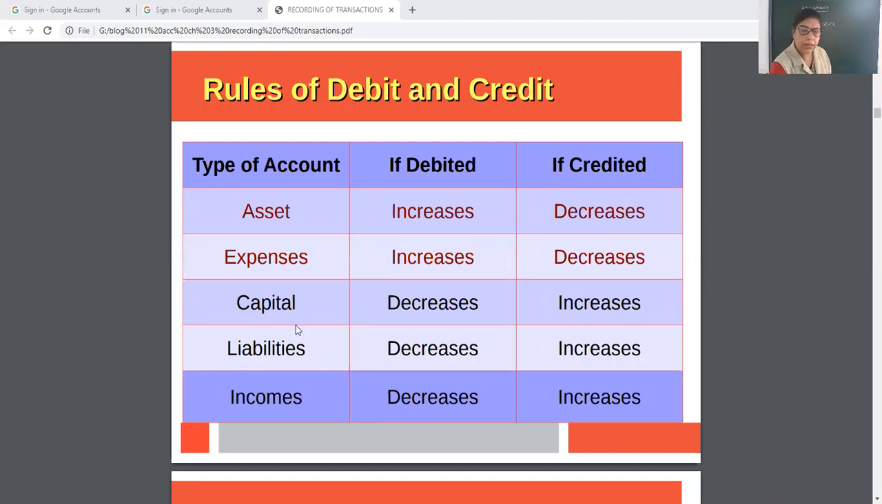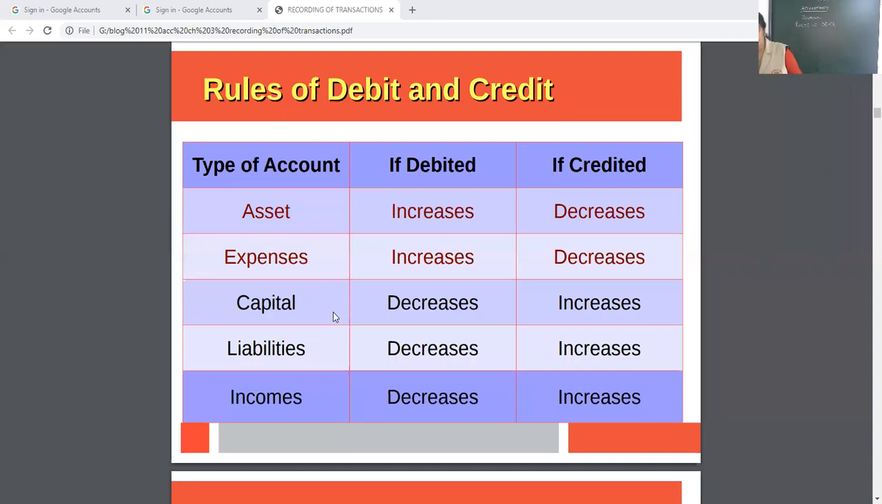Okay. Now three things are reverse: capital, liabilities, and income. If capital decreases, then debit. If it increases, then credit. Same rule for liabilities. Same rule for income. Decreases will be debited, increases will be credited. And at that time I gave you one keyword, that is DI. Okay, please note down this table I made for you to give the detail in a summarized way.